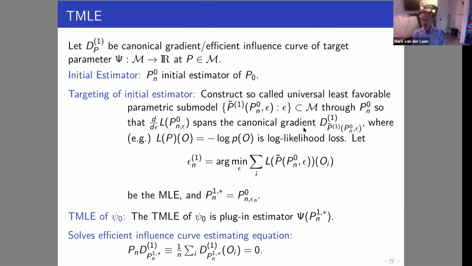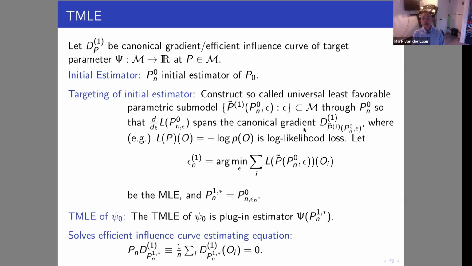So you take paths through P, little parametric models. We call them P epsilon. You have psi of P epsilon. You take the derivative d/d epsilon and write it as a covariance of some function with the score of the path. And that function is called the gradient. And in particular, we can choose it to be the canonical gradient.